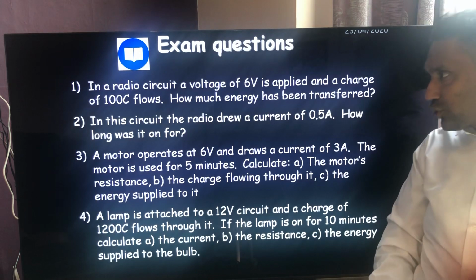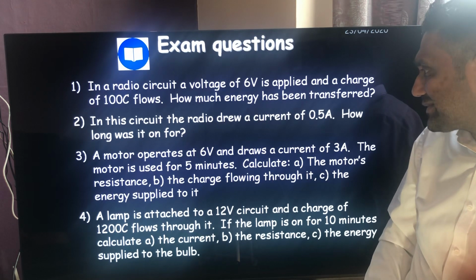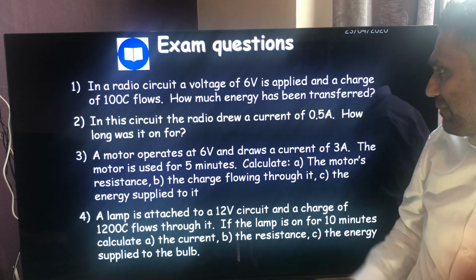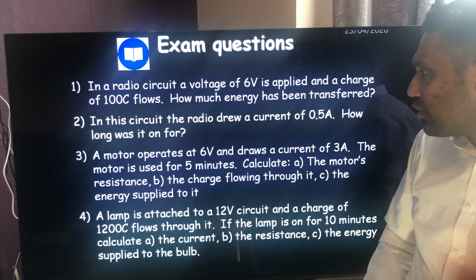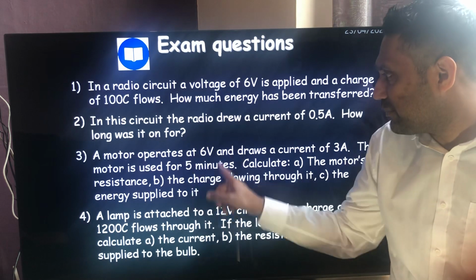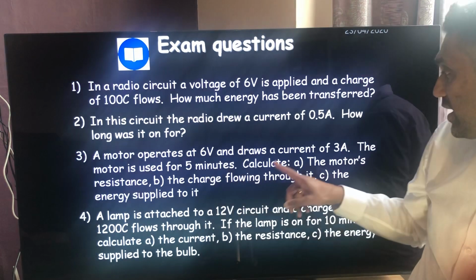Okay, now we're starting to get a bit trickier. Now you have to start thinking. A motor operates at 6 volts and draws a current of 3 amps. I'm going to circle that number, I'm going to circle that number. So I've got V and I've got I. The motor is used for 5 minutes. I'm going to circle that number. 5 minutes, I need to convert that into seconds, so that's 300 seconds.